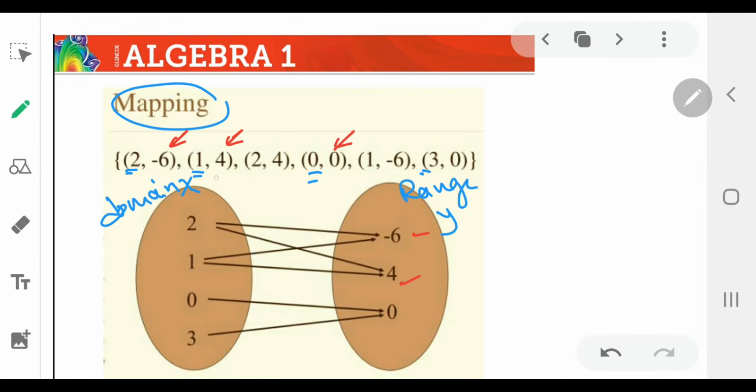Let's see the next one, 1 and 4. So another arrowhead coming from 1 moving to 4, because 1 corresponds with 4. Again, 2 and 4. 2 corresponds also with 4. So I have another arrowhead coming out from 2, pairing the 2 with 4. 0 with 0, 1 and negative 6 again. So the 1 pairs once with 4 and once with negative 6, 3 and 0. This is called the mapping representation, or the mapping method, to represent a relation.